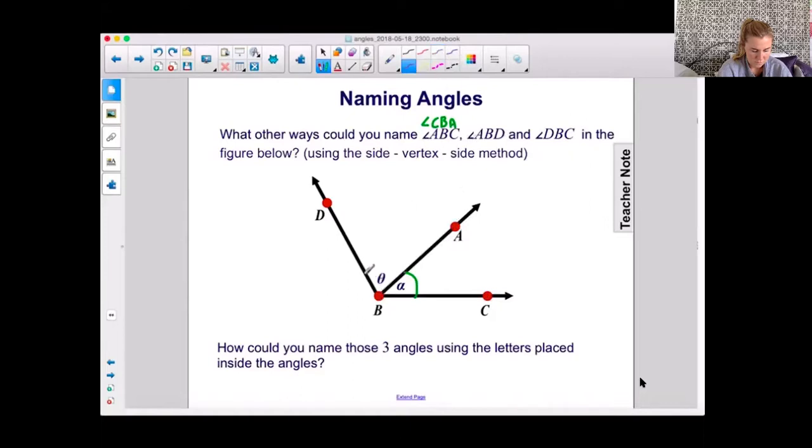ABD is this angle here, so we could also name it DBA. And finally, the larger angle here is angle DBC, so we could also name it CBD. How could you name those three angles using the letters placed inside the angles? Well, the purple angle is also theta, the green angle is alpha, and the blue angle would be theta plus alpha.